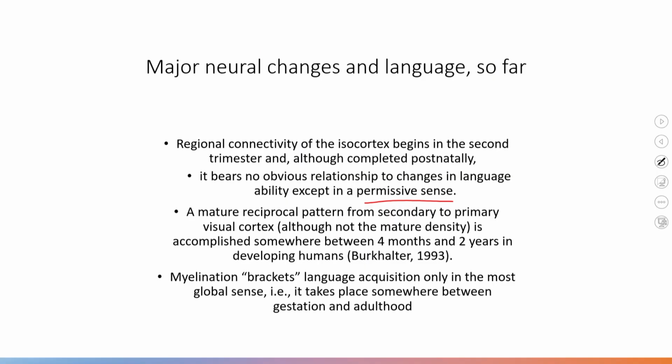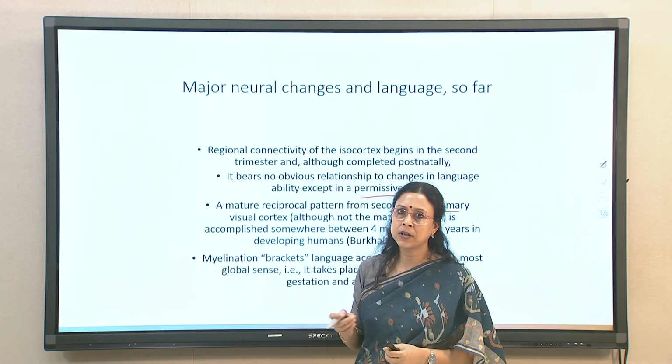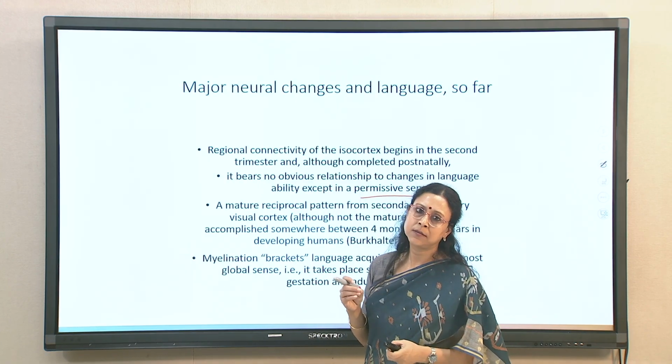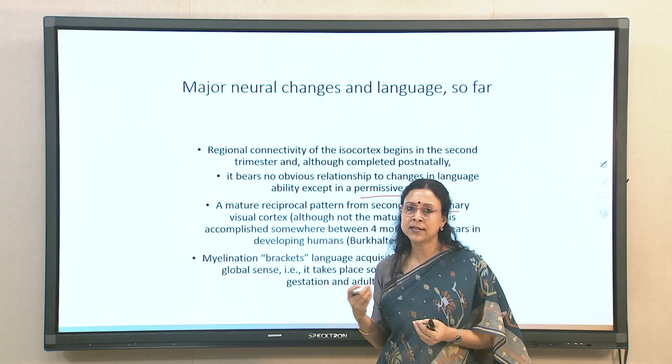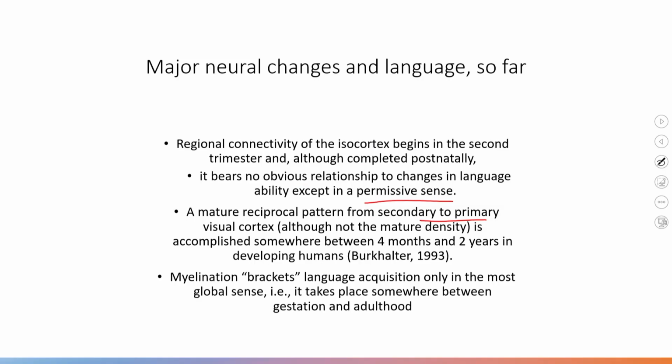A mature reciprocal pattern from secondary to primary visual cortex is accomplished somewhere between 4 months and 2 years in developing humans. Myelination brackets language acquisition only in the most global sense. Myelination is a very important factor for the efficiency of information routing, but it creates a permissive environment, just like the previous one I discussed. It facilitates in a global sense because it takes place somewhere between gestation and adulthood. It is a large time frame, and it facilitates, that is the idea.